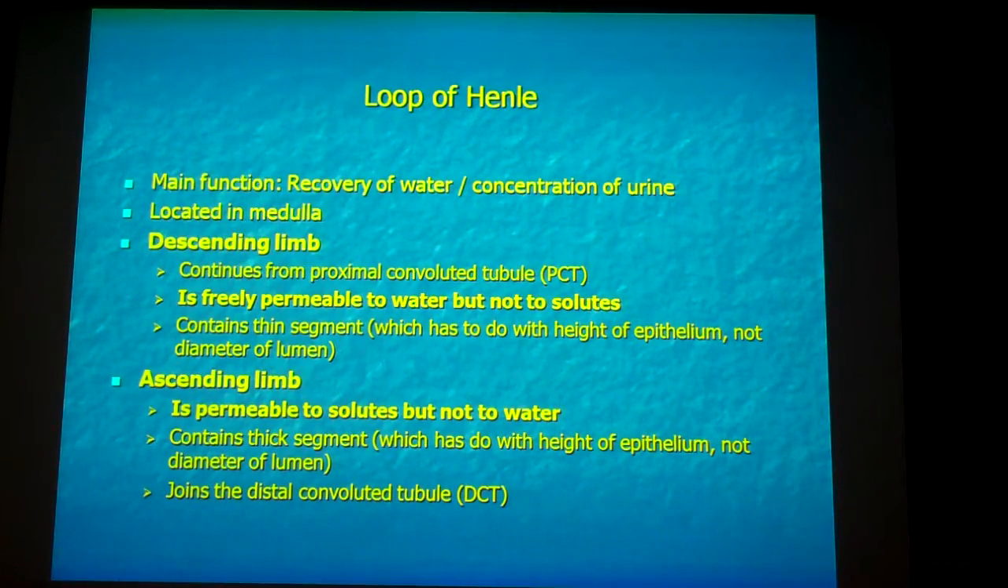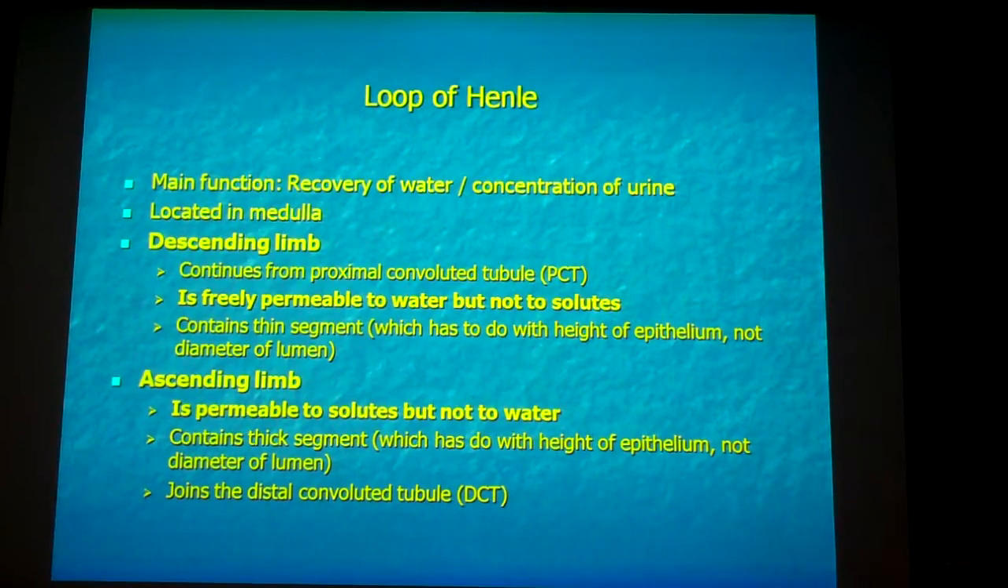That has to do only with the height of the epithelium. So part of the loop has a low epithelium, part of it has a taller epithelium. It has nothing to do with the tubular lumen. But does that have to do with what it's permeable to?